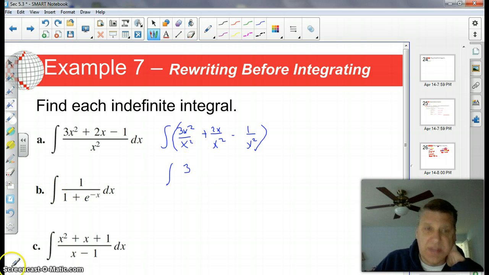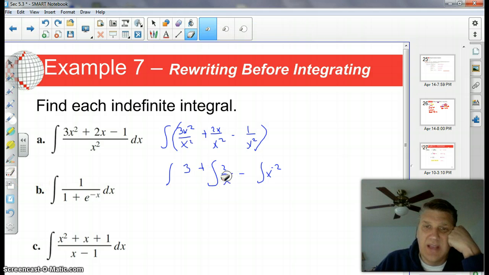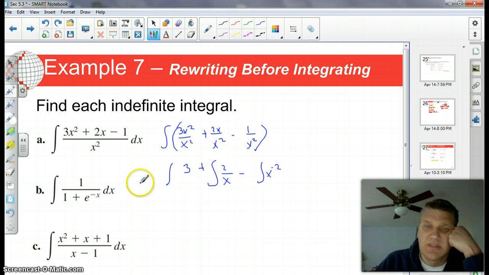So this just becomes the integral of 3 plus the integral of 2 over x minus the integral of, we could even say x to the negative second if I bring these to the numerator. This might even be better written as 2x to the negative first, because when I integrate, I'm going to increase by 1. Well, that doesn't work well for this one because I can't increase that by 1. I'll get a 0. So maybe I should use my log rule and leave this divided by x. So it might work in some cases, but not in all.